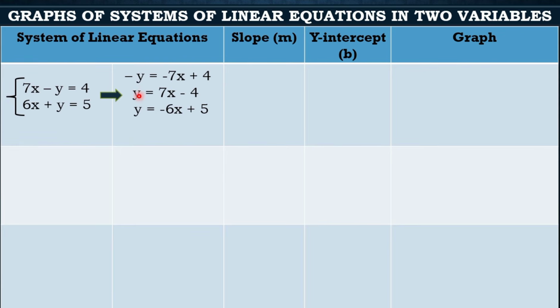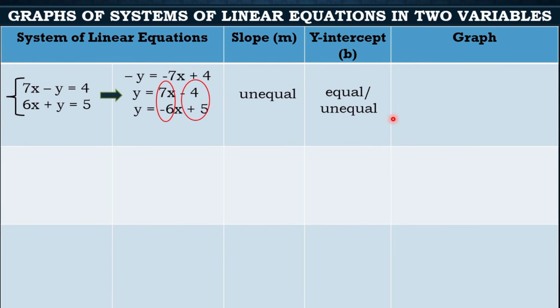So, we now have the systems y is equal to 7x minus 4 and y is equal to negative 6x plus 5. Okay. So, titingnan lang natin yung slope at yung y-intercept. Malalaman agad natin kung intersecting, parallel, or coinciding. Okay. So, if you're going to look at their slope, they are unequal. They are not equal. If you're going to look at their y-intercept, they are also not equal. Okay, pero bakit ako may equal dito? So, later I will explain. So, kung titingnan natin yung slope nila, unequal, ang y-intercept nila, unequal.